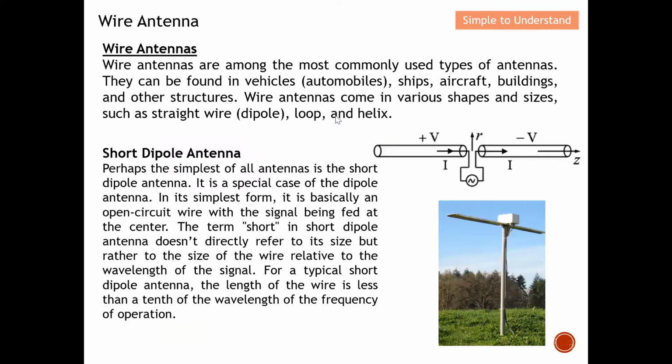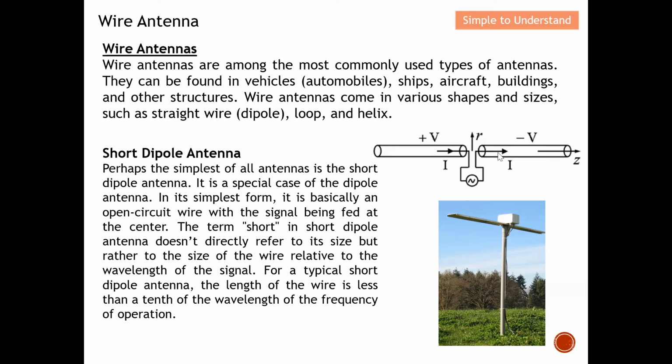Let's jump straight in. What is actually a wire antenna? Wire antennas are in fact the most commonly used type of antenna. You probably know that any wire can be an antenna. Therefore, it is very common to find wire antennas in vehicles, ships, aircraft, buildings, and of course many other possible structures. Wire antennas come in various shapes and sizes. For example, just a straight line as a dipole, we can also have the loop antenna and helix antenna.